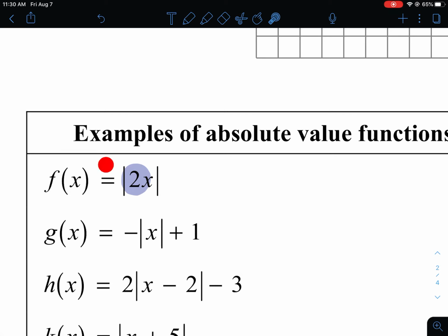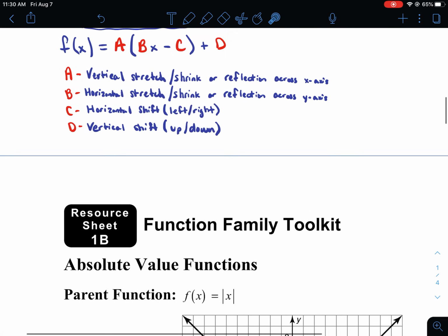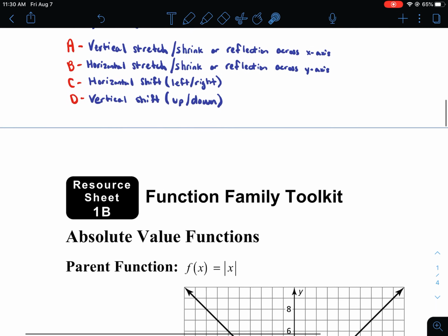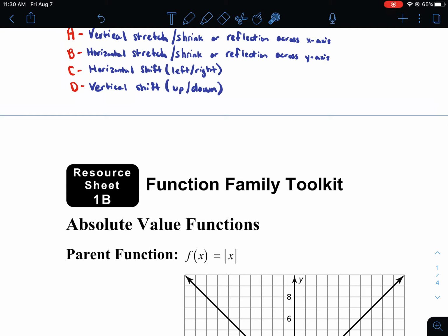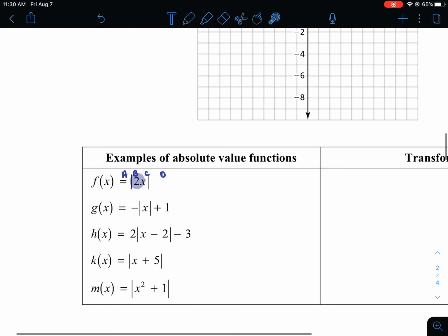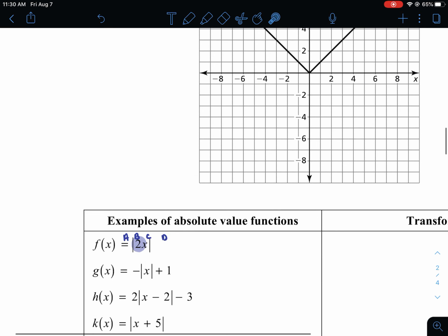Remember that on the outside, A, B, C would be something that's added or subtracted, and D would be on the outside. So what you actually have is B. You would put a 2 in that B spot. And B, if we remember from up here, does a horizontal stretch or shrink. Now, horizontal stretches and shrinks are the opposites of vertical stretches and shrinks. So when you add a 2 in there, that is going to be a horizontal shrink.